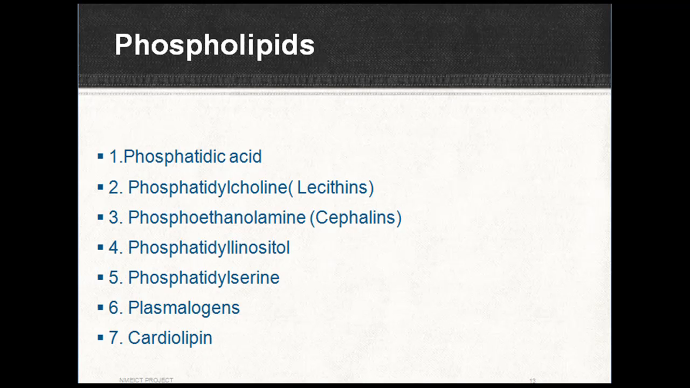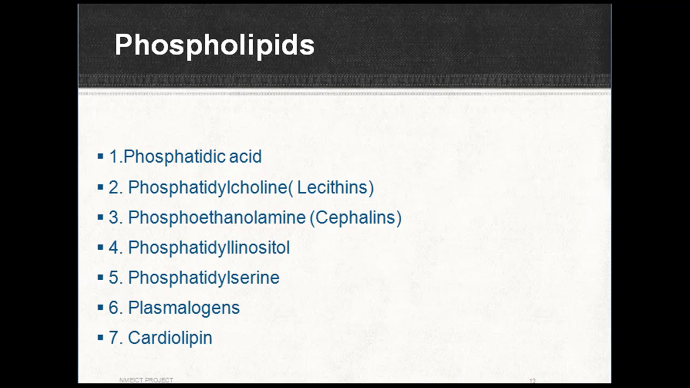What is phosphatidic acid? It is the simplest phospholipid. It is the intermediate in the synthesis of triacylglycerols and phospholipids. It is present in low concentration in tissues.